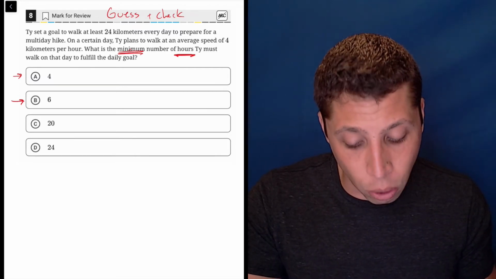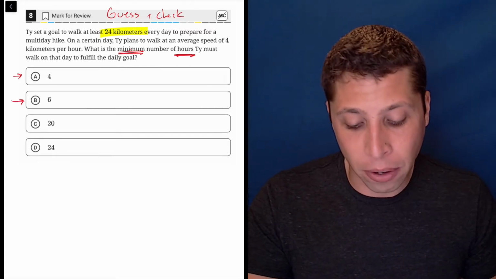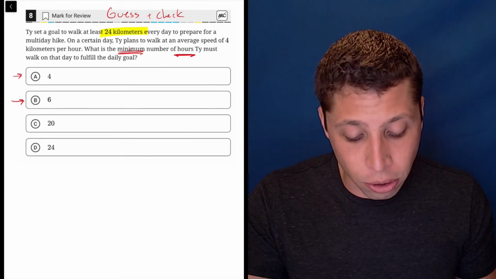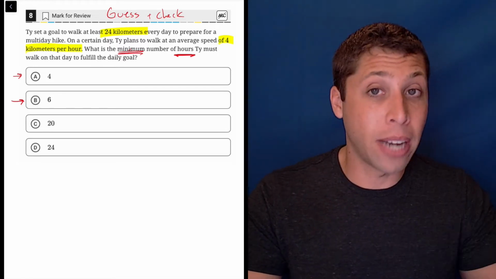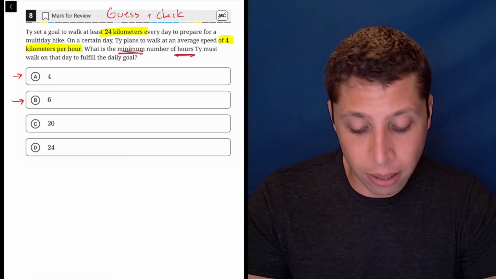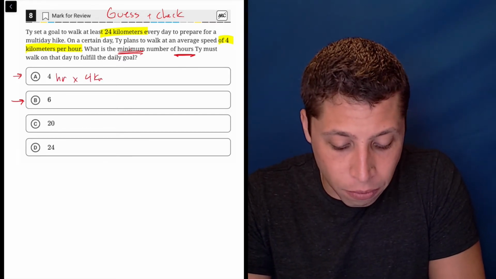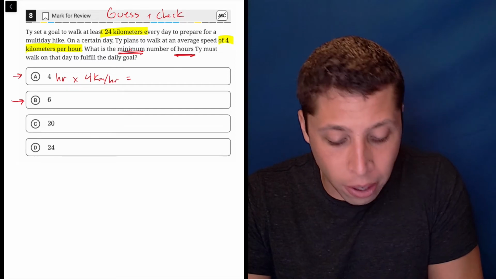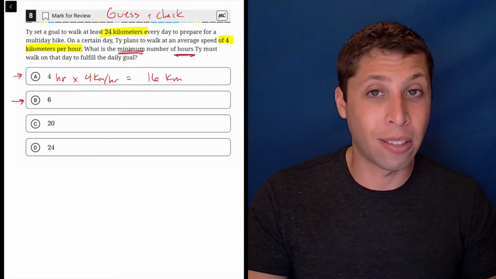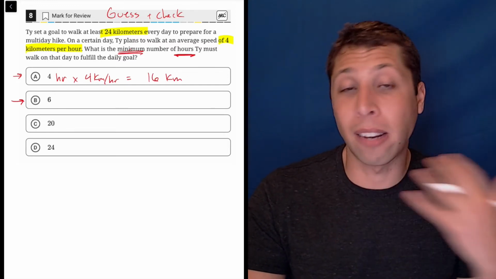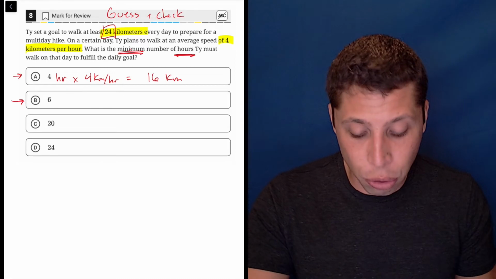So Ty set a goal to walk at least 24 kilometers every day to prepare for a multi-day hike. On a certain day, Ty plans to walk at an average speed of 4 kilometers per hour. So every hour he is walking 4 kilometers. So we can take our 4 hours times the 4 kilometers per hour, and we get that he's walking 16 kilometers. So this is how guess and check works, we're doing arithmetic instead of coming up with an equation. But we wanted 24 kilometers, so this is too low.